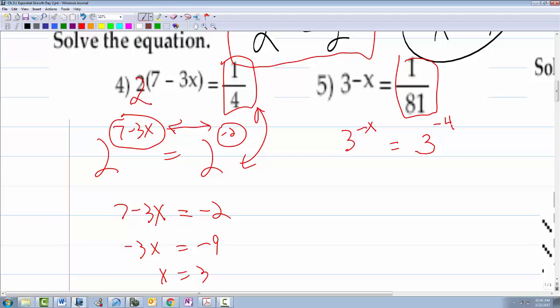What's 9 times 9? 81. What's 9? 3 times 3. How many 3s do you see in my hand? 4. Okay, so it is 3 to the 4th, but it's 3 to the -4th. By the way, what's x equal? 4. Right? And then if I plug in a 4, 3 to the -4th is 1 over 81.